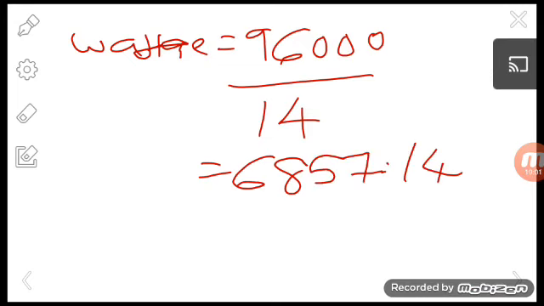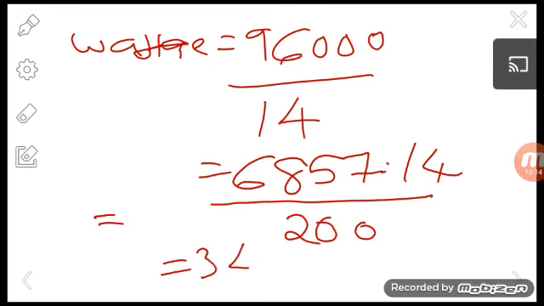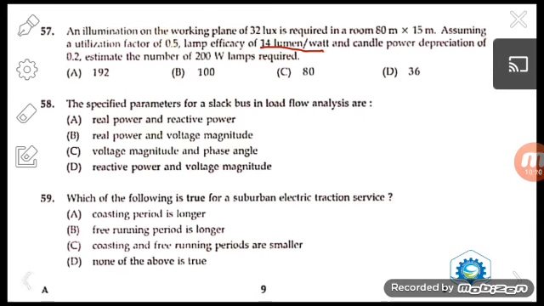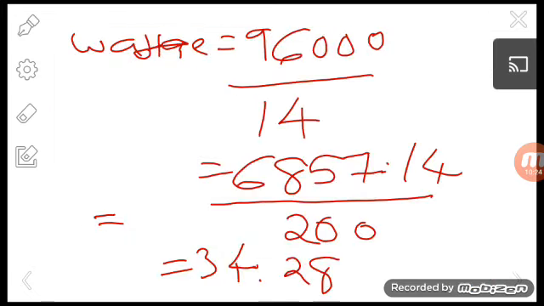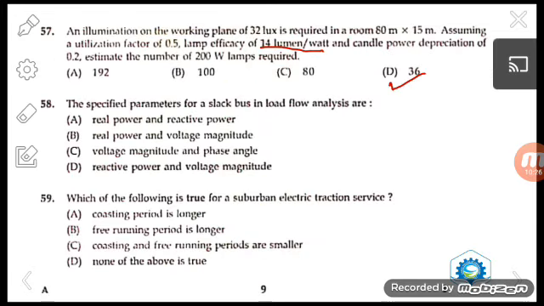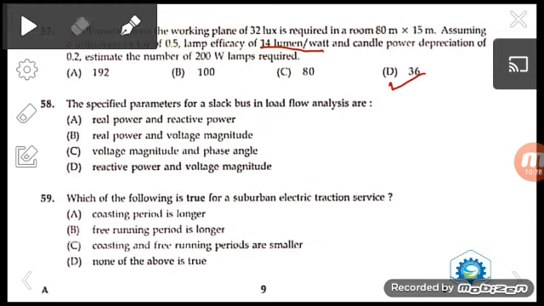Okay, 6857.14 watts. And the number of 200 watt lamps required will be, we have to divide this value by 200. We will get it as 34.28. So in the question, we can select the option 36, which is near 34.28. So 36 is the correct answer.